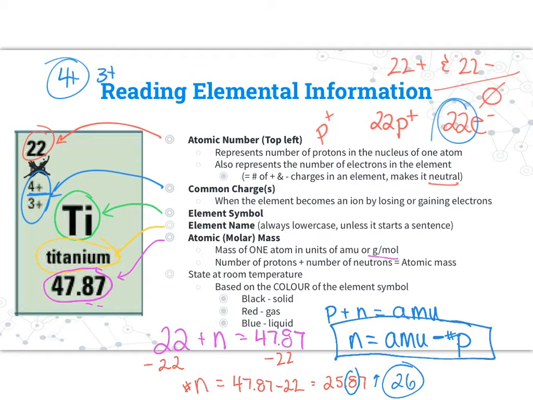In our periodic table, the state at room temperature can also be inferred. It is based on the color of the element's symbol. Because titanium is written in black, we know that titanium is a solid at room temperature. If titanium's symbol was red, it would be a gas. And if it was blue, it would be a liquid, which we write with kind of like a cursive L, so that it doesn't look like a 1.